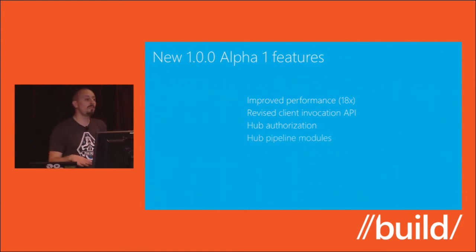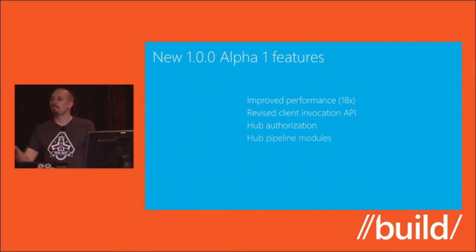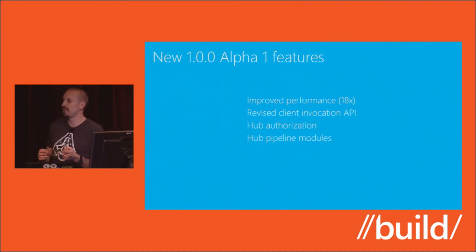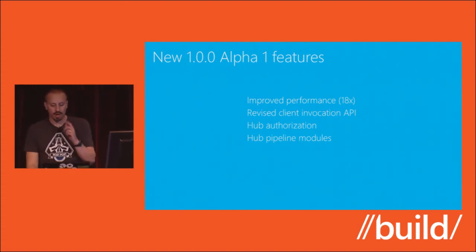That's built on top of a new hub pipeline. So you can now plug into the hub pipeline, very much like action filters in MVC, and get your code running before the actual method on the hub gets invoked, or as a message goes out from the hub to the client. So you can build things like tracing, you could do model binding, you could do all types of interesting stuff with the pipeline modules.